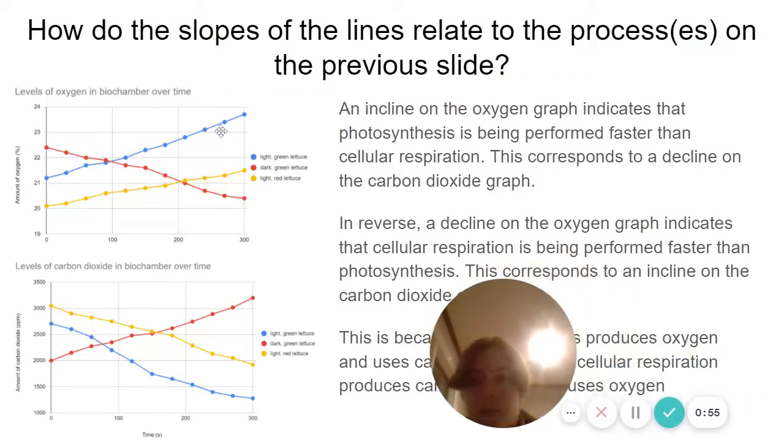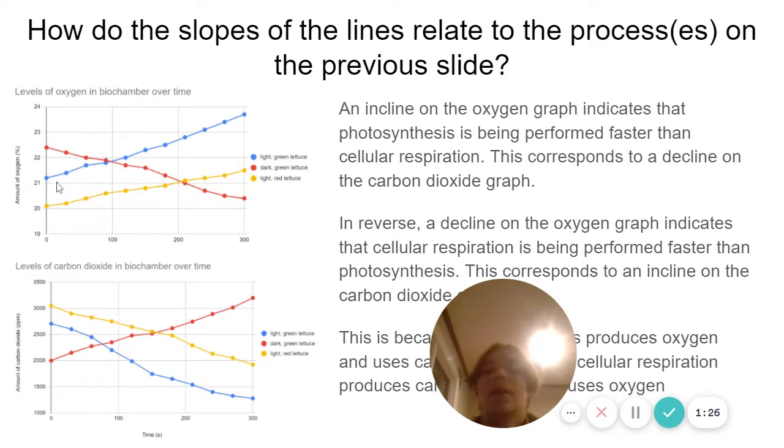So the slopes of these lines: a positive slope here means that the oxygen is going up, which directly correlates with photosynthesis, because photosynthesis produces oxygen. A downward slope here is more like cellular respiration, where oxygen is being used. But actually, we know that cellular respiration is always happening. It's just that the photosynthesis here overshadows the effect of the cellular respiration, but we can see it when photosynthesis is not happening.